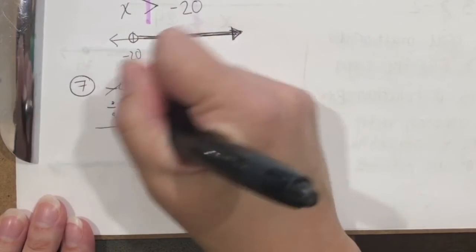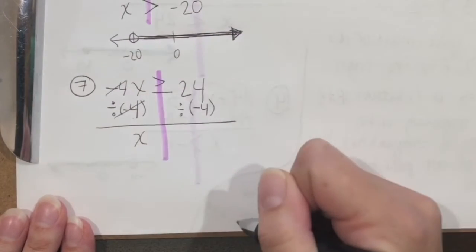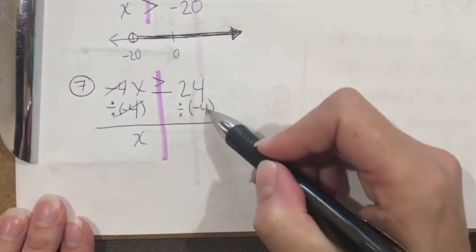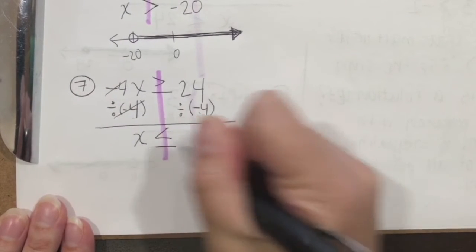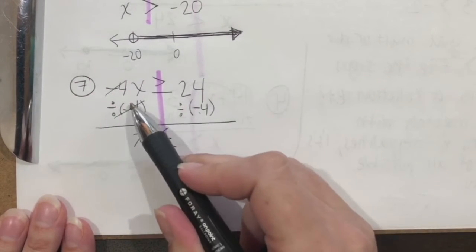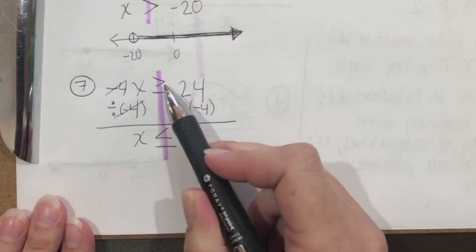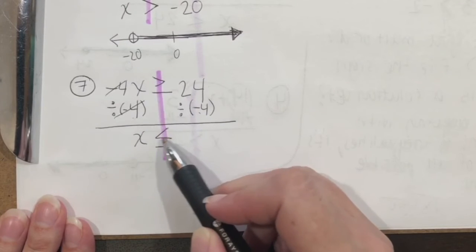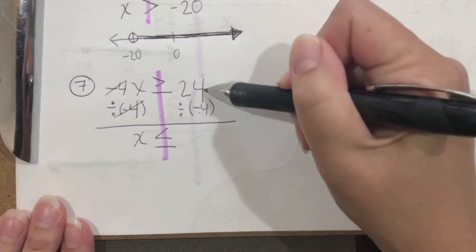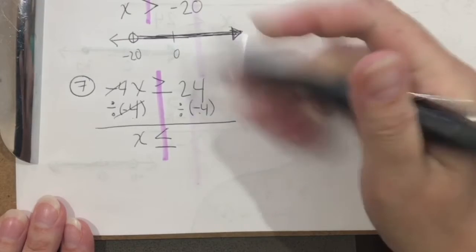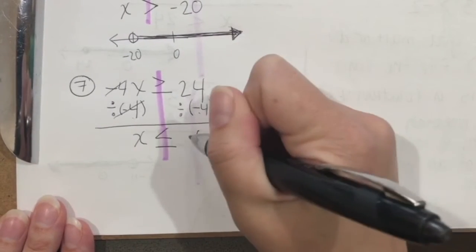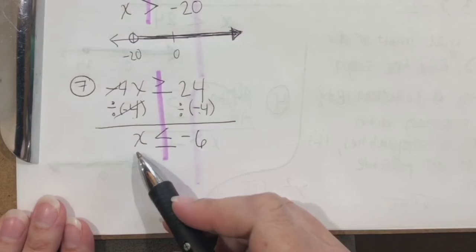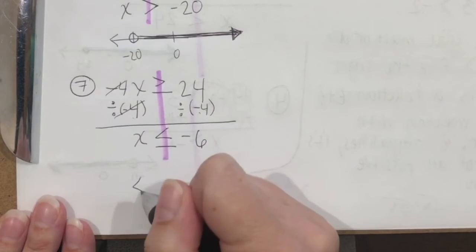So the negative 4 is canceled, and we're just left with x. And since it's negative, we're going to flip the direction. X was greater than, but now x is going to be less than. 24 divided by negative 4. So 24 divided by 4 is 6, and then put the negative sign on there. X is less than or equal to negative 6.